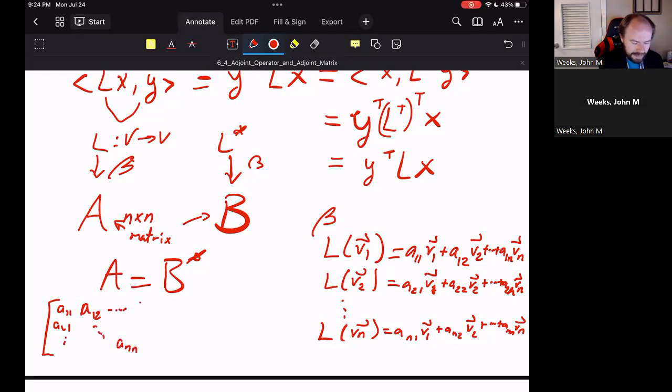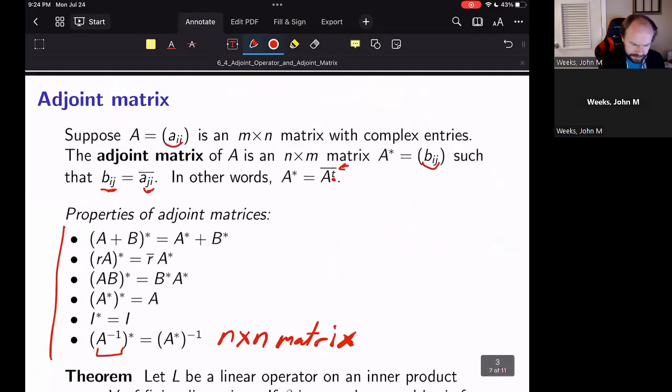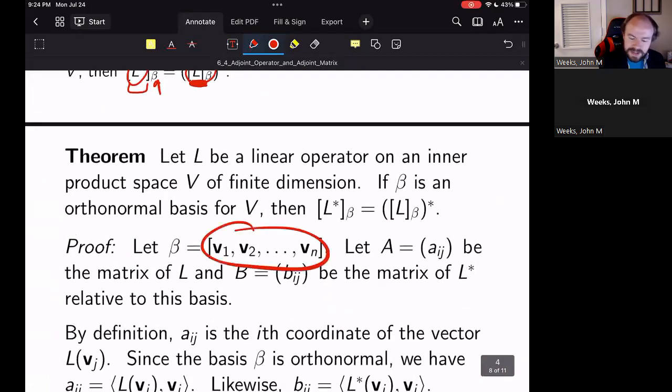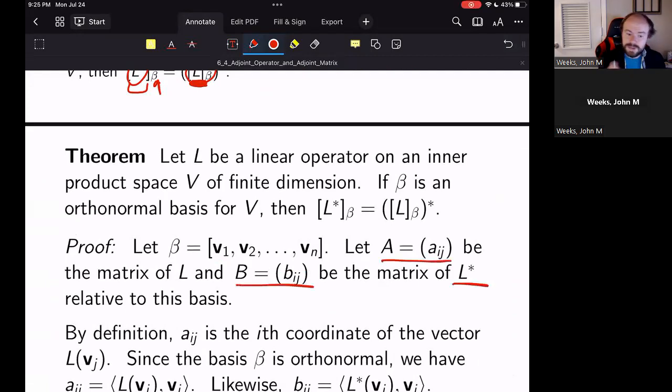So here we go. So we have this matrix here. Now, if A were to be equal to B star, we could now calculate what each of the entries would need to be for each of these things. In particular, let's say that B star is written in terms of B11, B12, B21, and let's write that down all the way through here as well, all the way down to BNN. So let's keep this picture in mind. I'll come back to this one a little bit as we go through the rest of this, because we do have a nice little theorem for us here. Let's let beta be these vectors all written up like this. Let's let A be the matrix of L and B the matrix of L star relative to this basis.